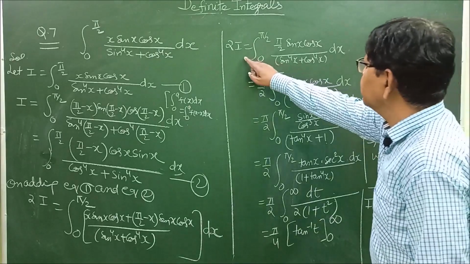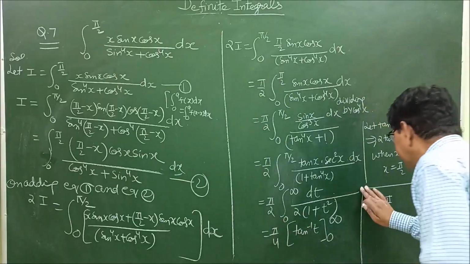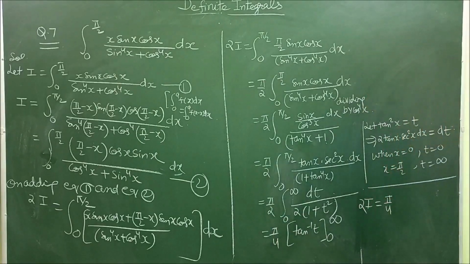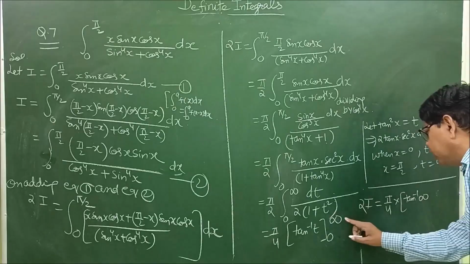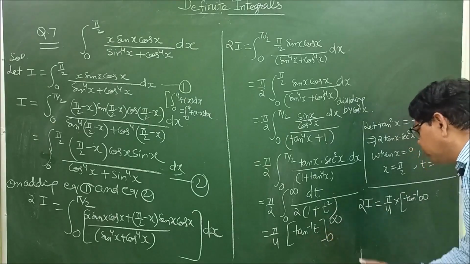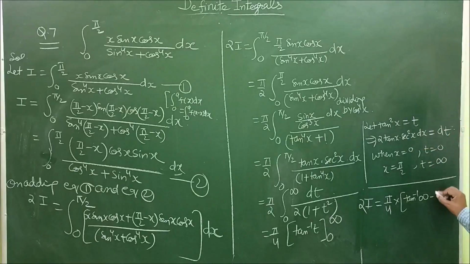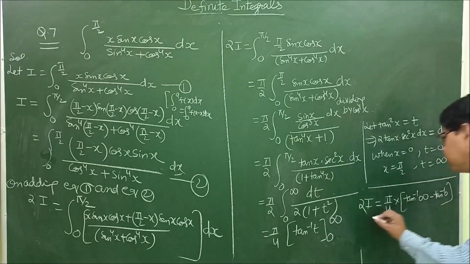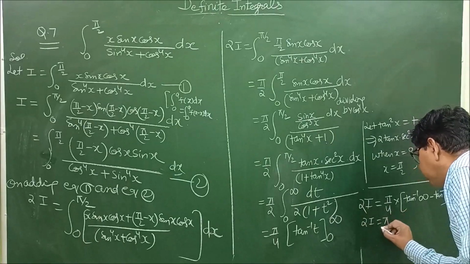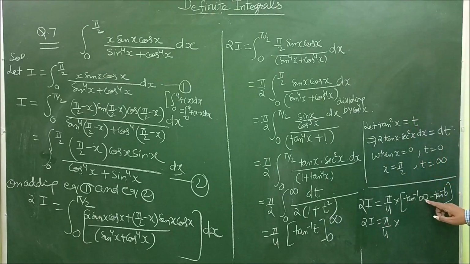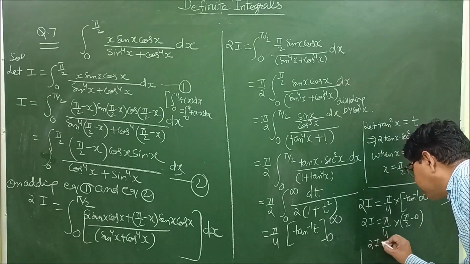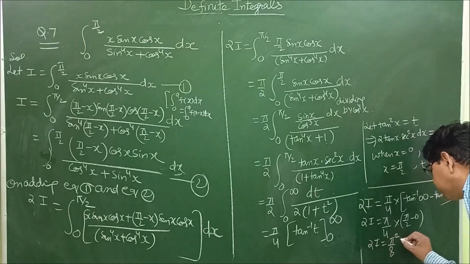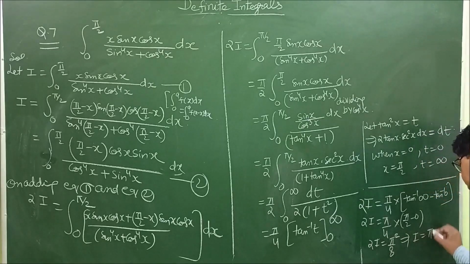So 2I is equal to pi by 4 into tan inverse infinity, putting t equal to infinity here, minus tan inverse 0, applying the upper limit and the lower limit. So 2I is equal to pi upon 4 into tan inverse infinity, which is pi upon 2, minus 0. So 2I is equal to pi square upon 8, and this implies that I is equal to pi square upon 16.